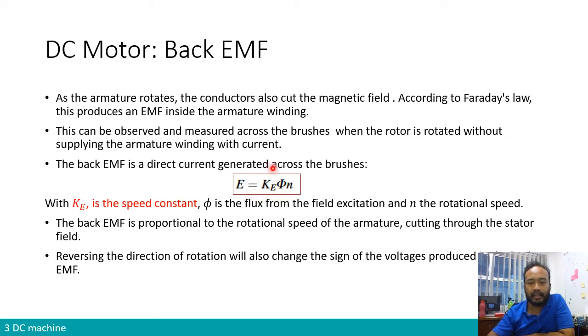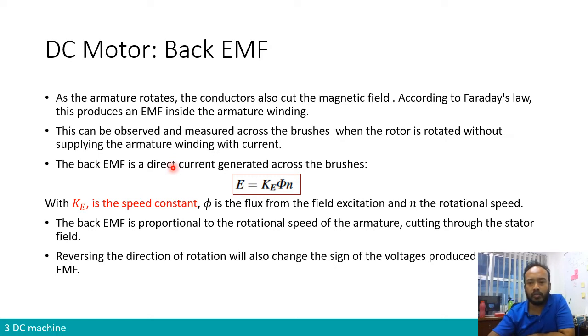As I mentioned just now, let's imagine the field flux is constant, therefore phi and Ke become a certain coefficient. So what we observe is the back EMF is proportional to the rotational speed. Ke is what we call a speed constant, phi is the field flux, and n is the rotational speed. If you reverse the direction of the rotation, then you will also reverse the sign of the voltage that you are measuring. The voltage will be inverted.